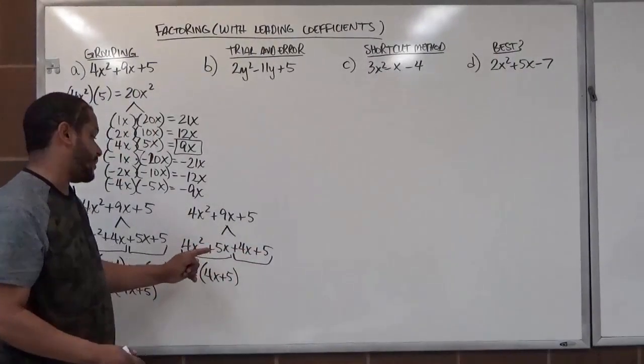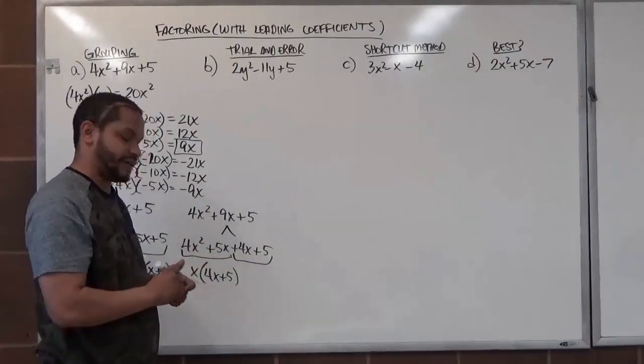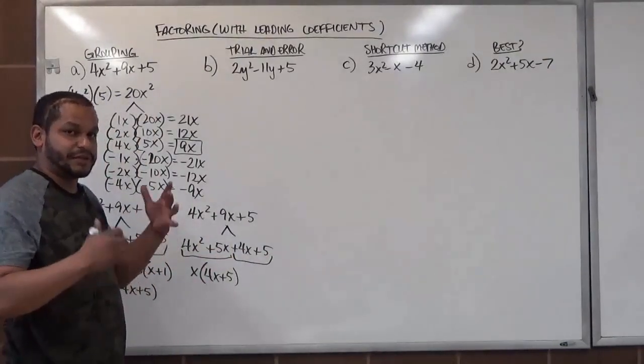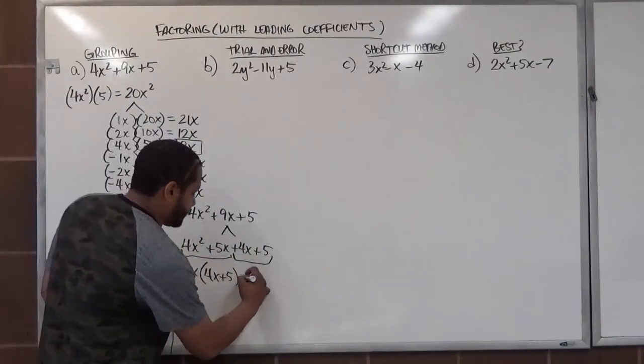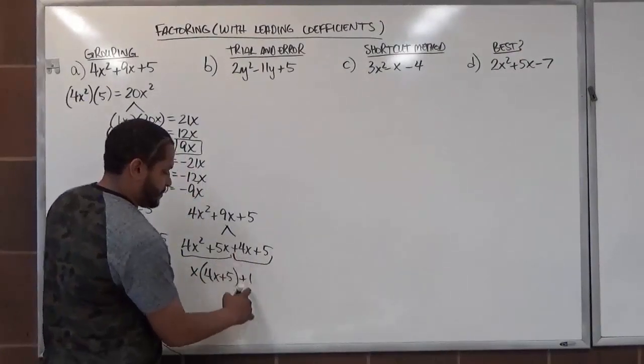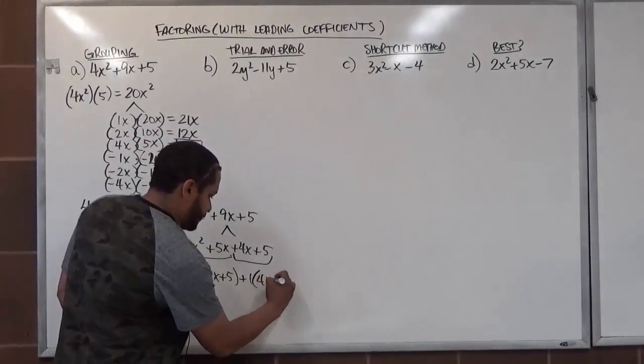We have to always remember that whenever we see two terms that have nothing in common, they still have 1 in common because 1 is a factor of everything. So we're going to put a plus 1 here because the third term is positive. And what's left over is just 4x plus 5 again.